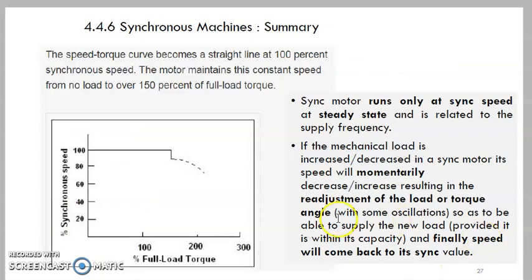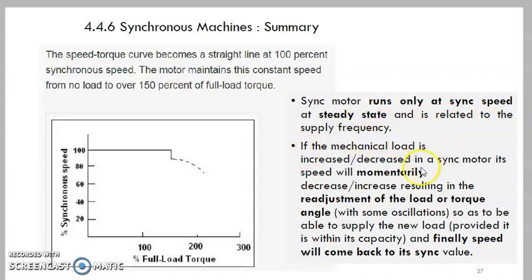This is for generating. The speed-torque curve becomes a straight line at 100% synchronous speed, and from a load of 0 up to 100%, maybe you can increase up to 150% load torque. 100% speed means the speed will be constant. The motor maintains constant speed from no load up to maybe 150% of the full load torque. The synchronous motor runs only at synchronous speed in steady state, which is related to the supply frequency.